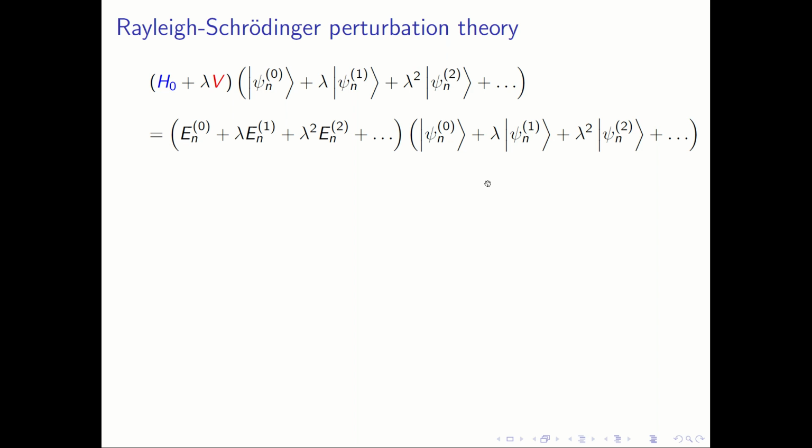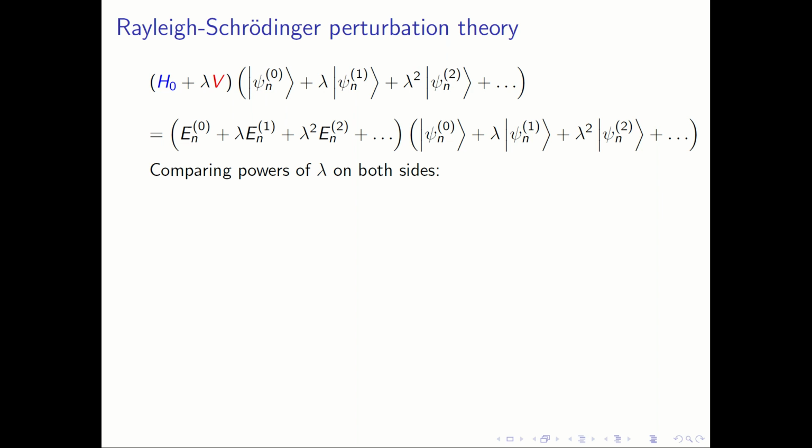Now you can see the utility of this lambda parameter, despite the fact that we are going to put in lambda equal to 1 in the end. The parameter lambda gives us a very nice way of looking at this equation order by order. So if this is going to be an identity in lambda, it has to match for all powers of lambda. So you can compare powers of lambda on both sides.